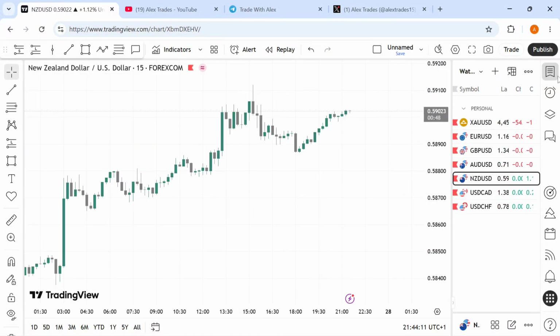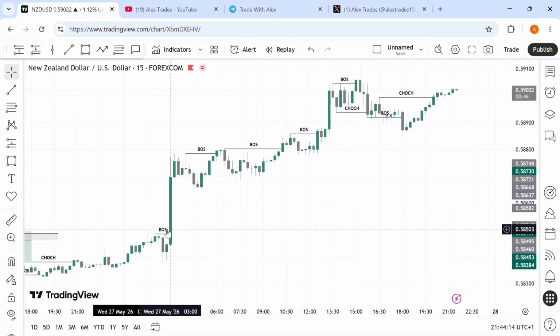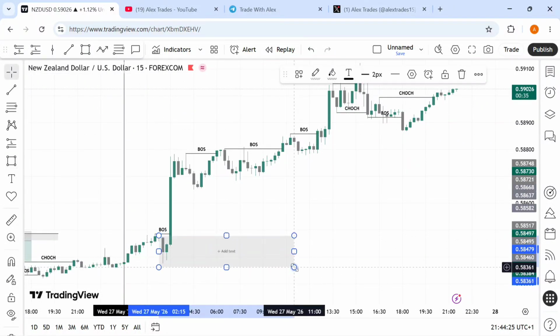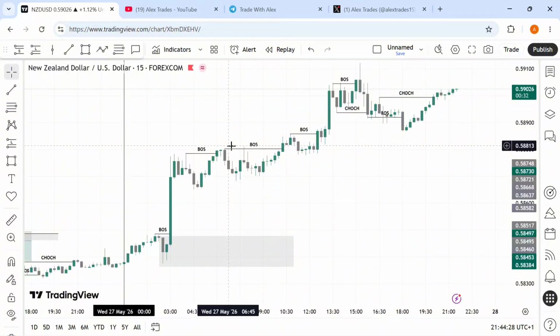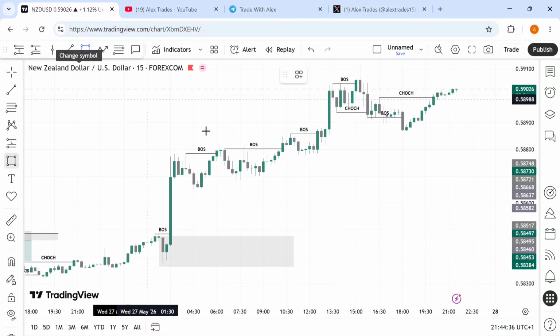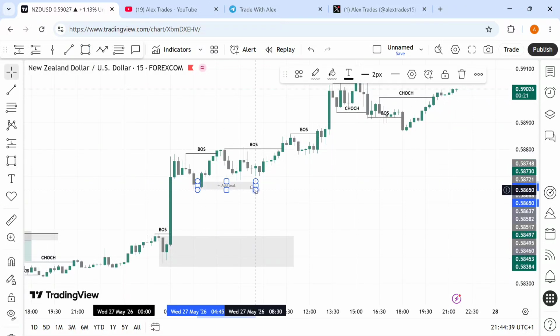On NZDUSD, now this is what happened. Price came here, broke structure to the upside at around 3 o'clock. This is the valid demand zone. Broke structure again at this point, although it didn't break it very well, it just closed a little bit above it. So this is a valid demand zone.